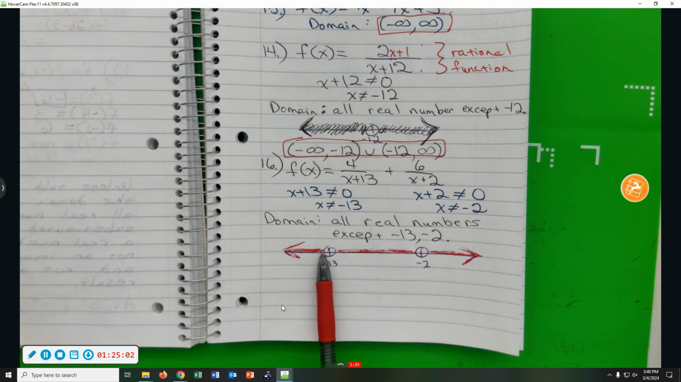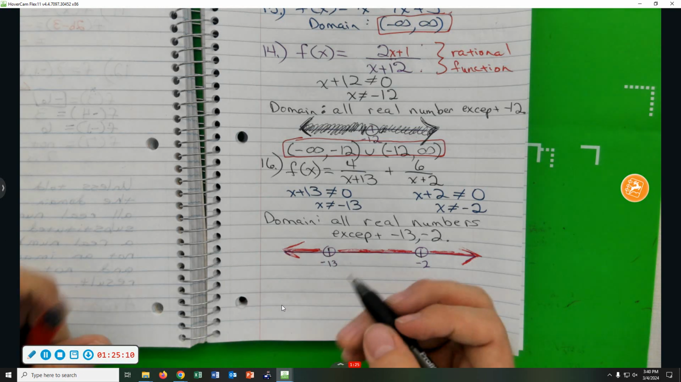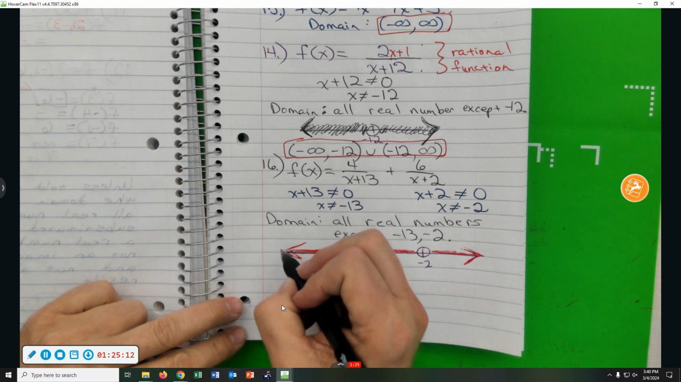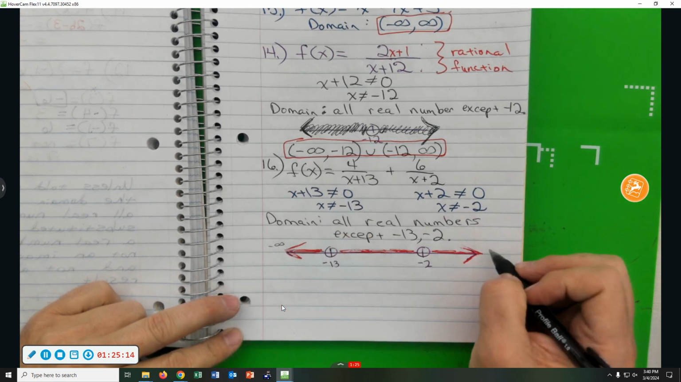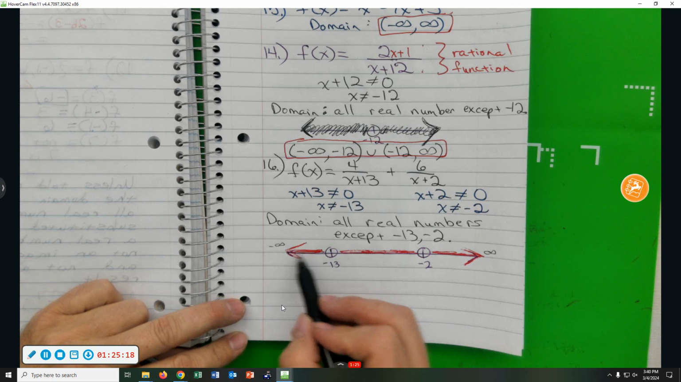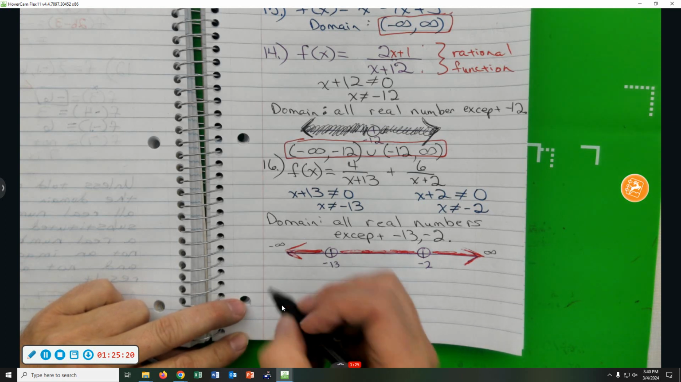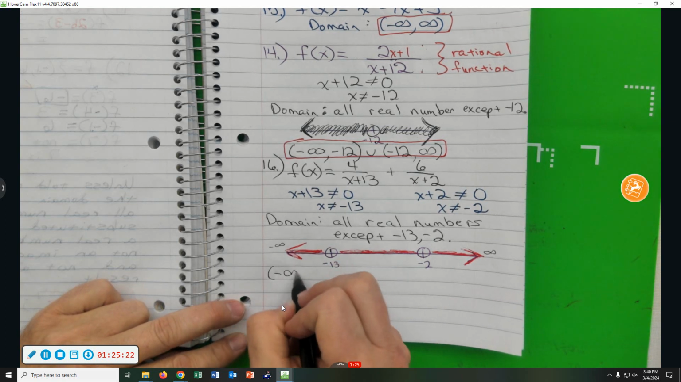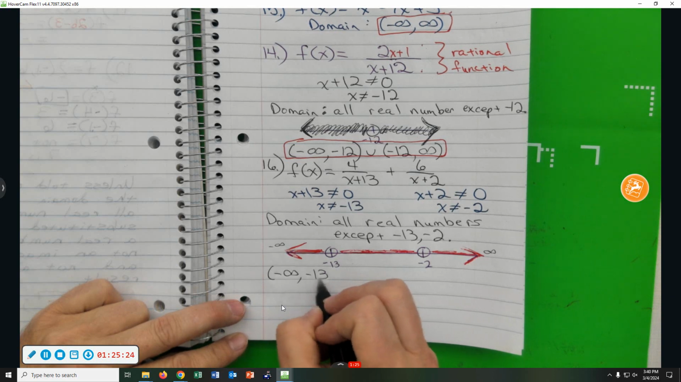How are we going to say the interval to the left of negative 13? Here's all the numbers to the left of negative 13. How do we denote that using interval notation? Remember that there's a negative infinity and a positive infinity. How do we write the first interval? Open parentheses, negative infinity, comma, negative 13, close parentheses.